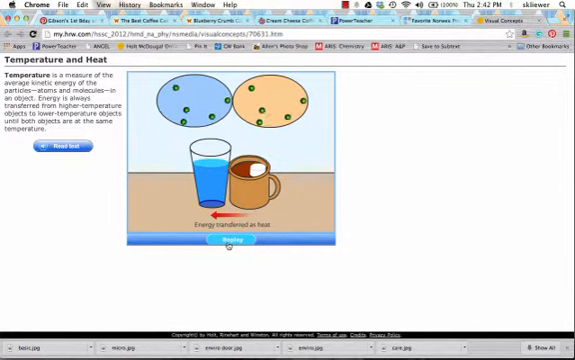But the marshmallow has not melted yet. We have to keep watching till the marshmallow melts. What kind of heat transfer is that? Conduction, yes.